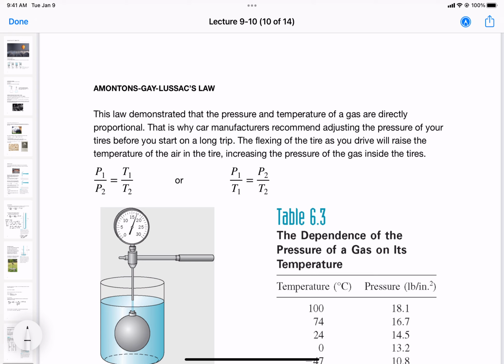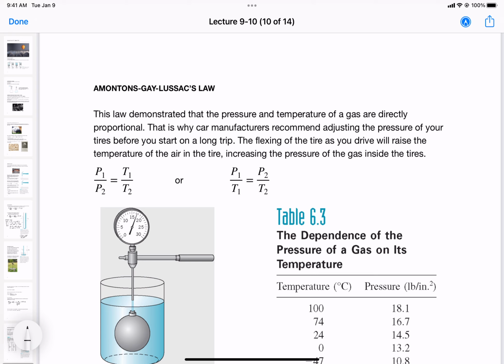So what this states is that the pressure and temperature of a gas are directly proportional. So if we think about it, right, if we heat a gas, so when you boil water, the gas particles are moving very fast as steam. So increasing the temperature of a gas is going to increase the speed at which the gas moves. So we say they're directly proportional.